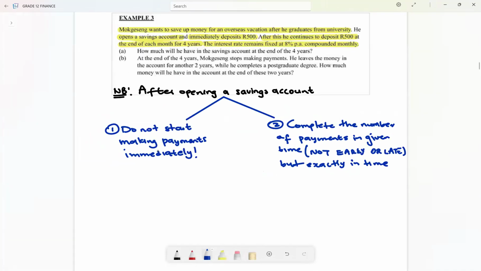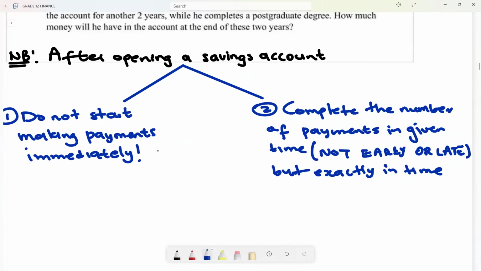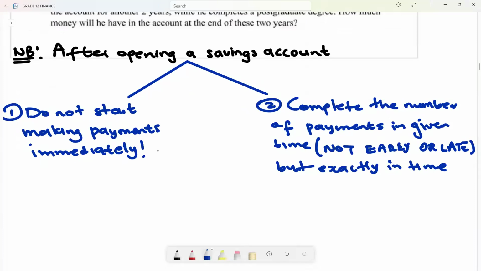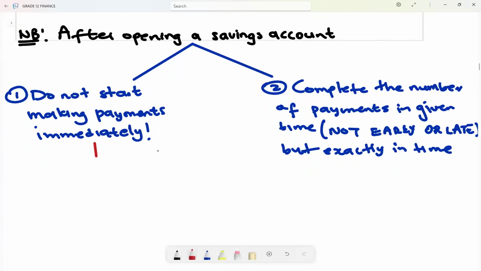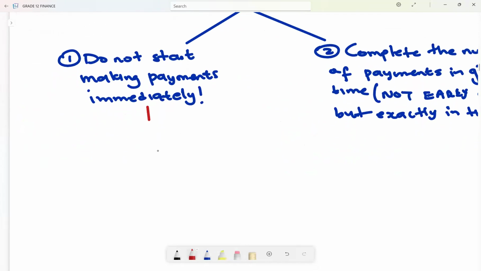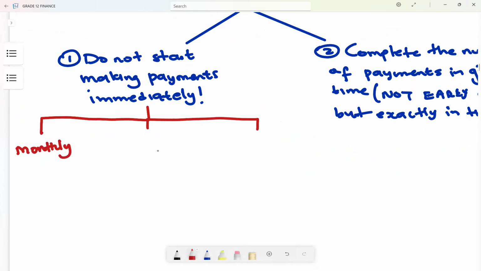I hear that after opening a savings account, the first condition is that I should not start making payments immediately. The second is that I should complete the number of payments in the given time, not early or late, but exactly in time. What do I mean by that? I'll start with the first one, and I'm going to branch it into three parts. Let's say you are given an interest monthly, and then we will also consider quarterly and semi-annually.